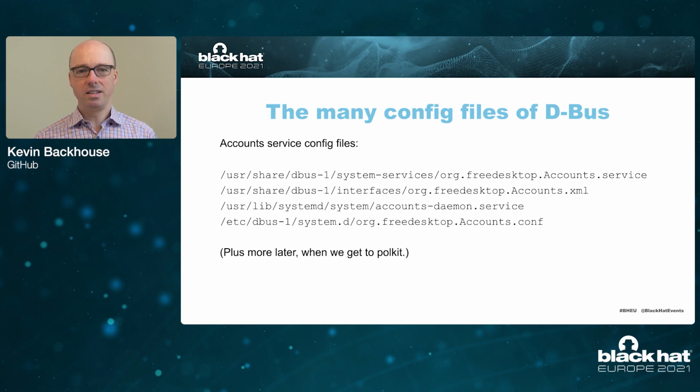I think the thing that I dislike the most about dbus is the proliferation of config files. I can never remember where they all are, and I have no doubt that I'm going to end up using these slides as a reference next time I'm trying to find one of them. So these files that I've listed here are the config files for the account service. And the directories that these files are in contain many other config files for all the other system services. And in fact, this isn't even the full list, because there are also other config files relating to Polkit.